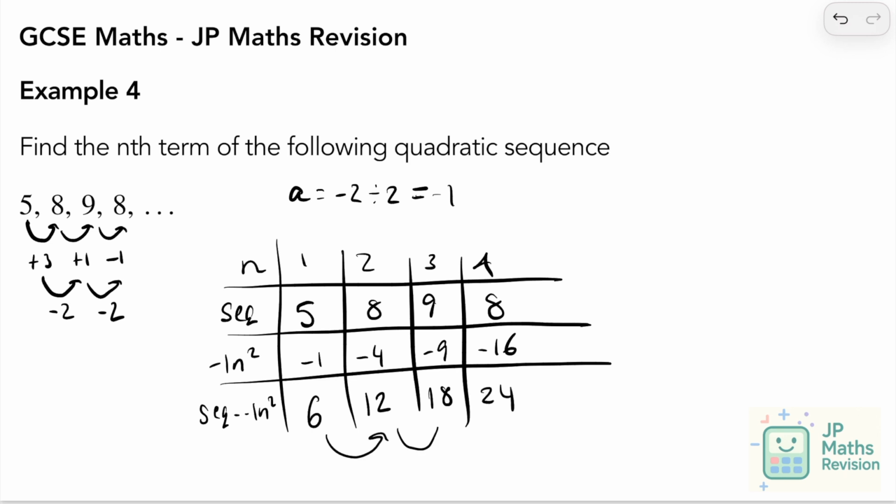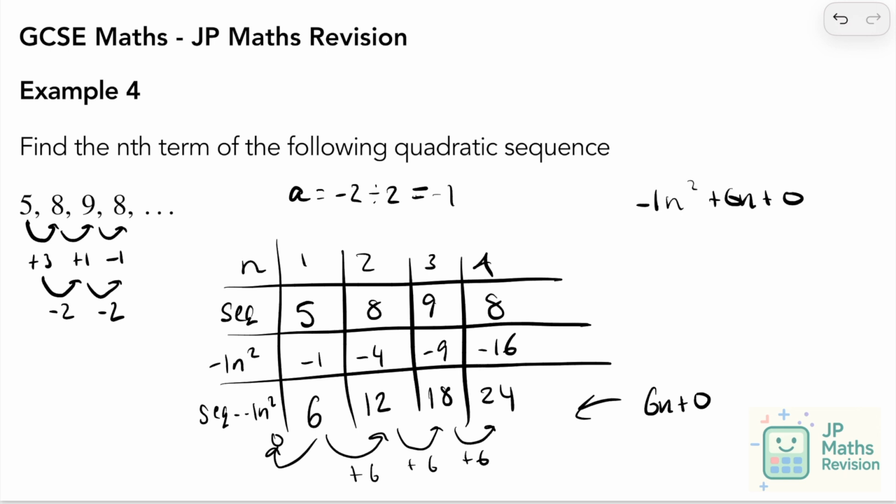And then we work out the nth term of this sequence. So we're adding 6 each time. The 0th term is 0. So the nth term of this one is 6n plus 0. So putting everything together, we end up with minus 1n squared plus 6n plus 0. Or we could just write this as minus n squared plus 6n.